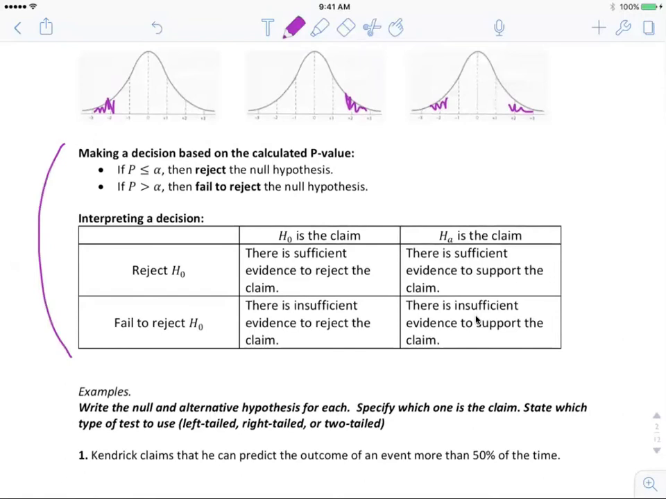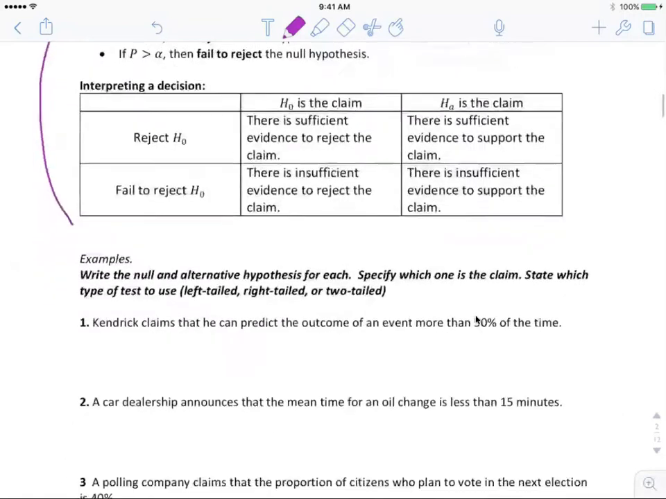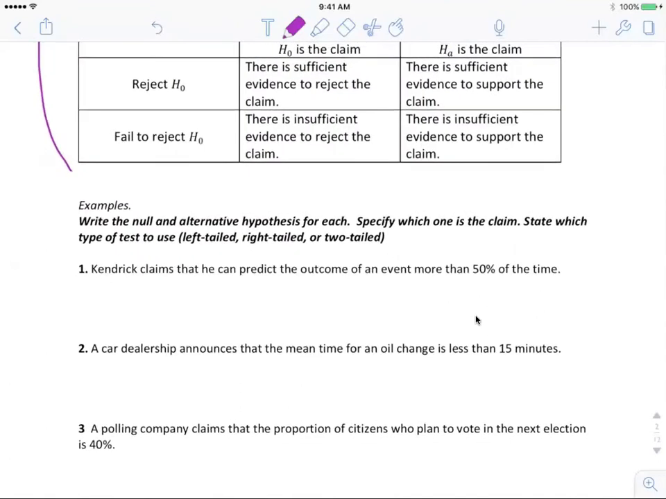So let's look at some examples that you'll see in this section. We're just going to practice writing the null and alternative hypothesis using mathematical symbols, and then decide what type of test. So number 1, Kendrick claims that he can predict the outcome of an event more than 50% of the time. So this, because it's a proportion, we're going to use the symbol P. He is saying that P is greater than 0.5.